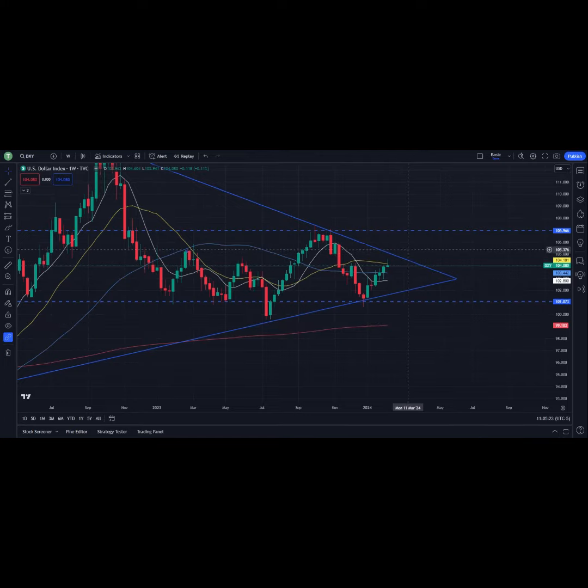And why is a break up in the dollar have any effect on anything else? Is because it's generally inversely correlated to stocks, crypto, metals, and other commodities. So when the dollar breaks up and gets stronger, everything else gets weaker, okay? And if we break this wedge down, it might hit the 200 here. This is the 200 moving average, and it might bounce off this or whatever.